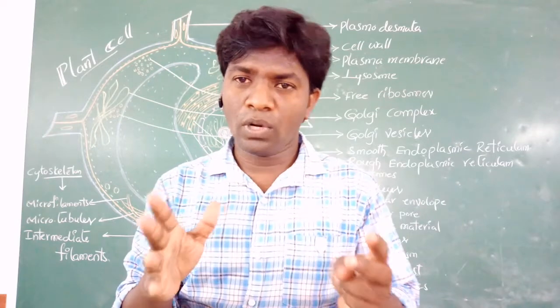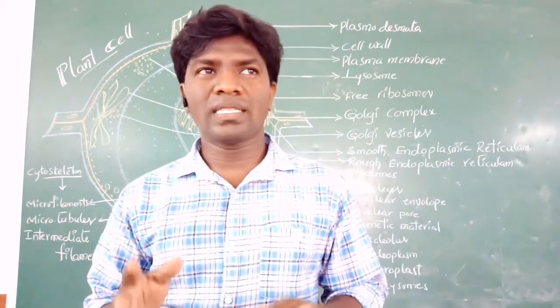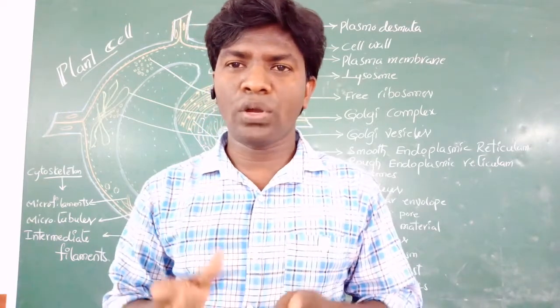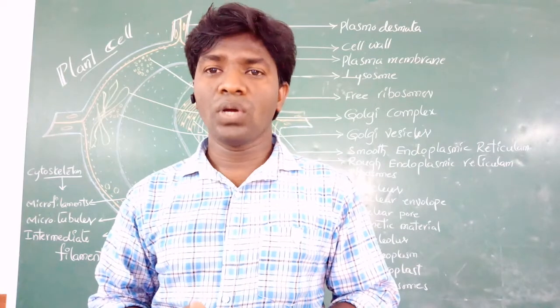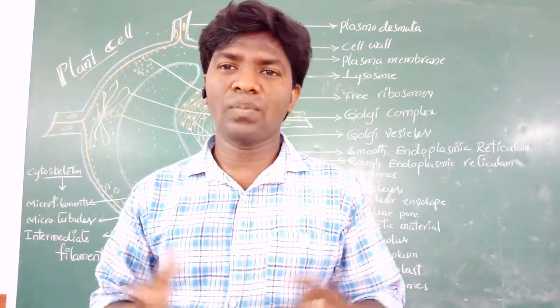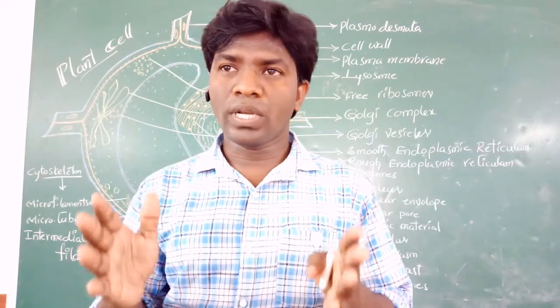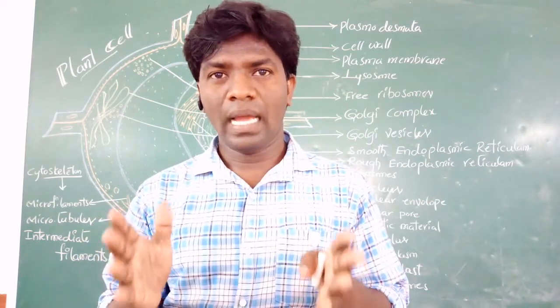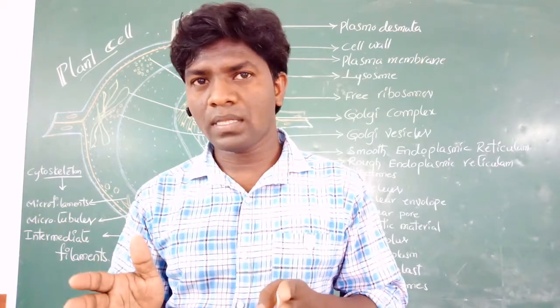Have you understood about eukaryotic cells? Again, cells that have membrane bound nuclei are called eukaryotic cells. What are the examples of eukaryotic cells? The examples of eukaryotic cells are protists, plants, animals and fungi.